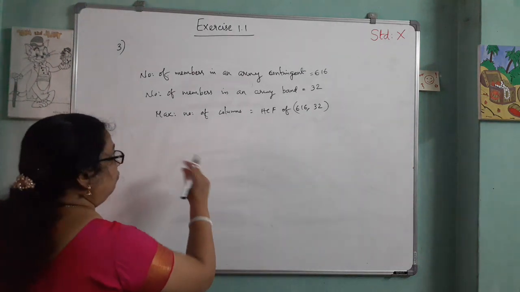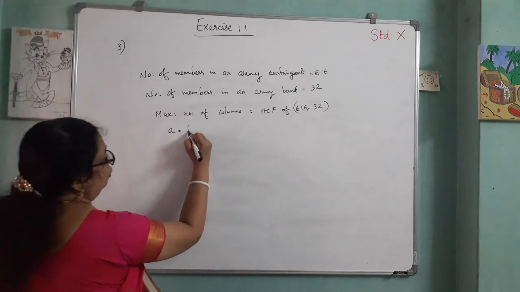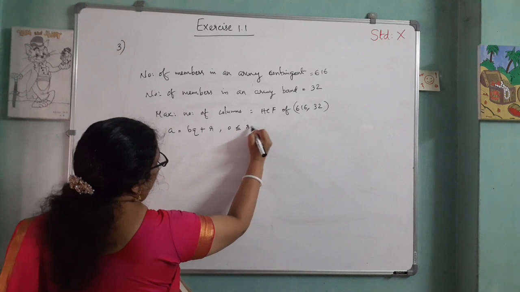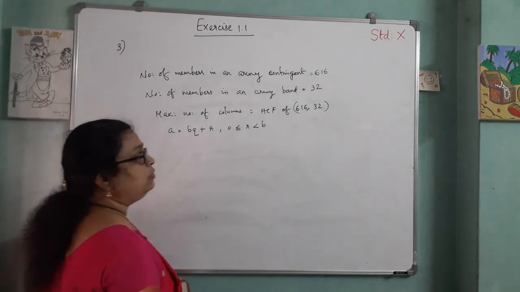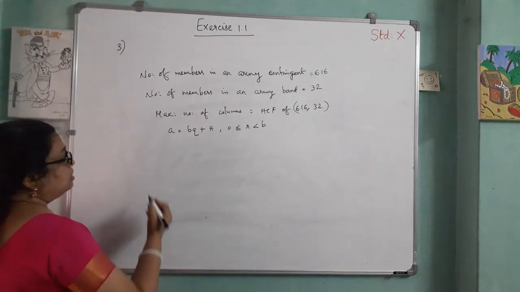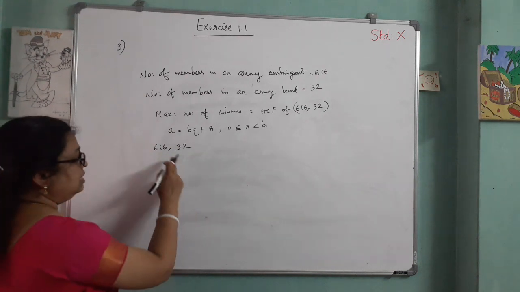So we know that Euclid's division algorithm is a equals bq plus r, 0 less than or equal to r less than b, that we know. So we want to find out the HCF of 616 and 32 using this lemma. So 616 and 32, which one is greater? 616.